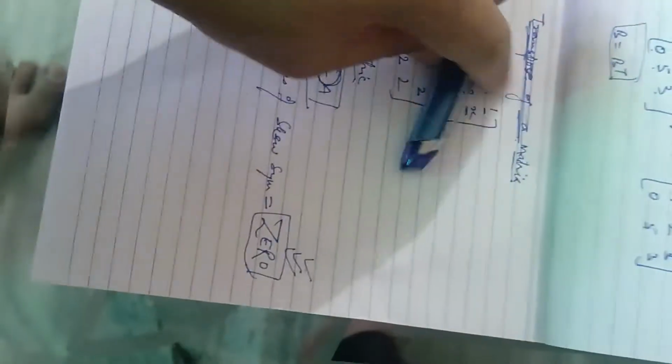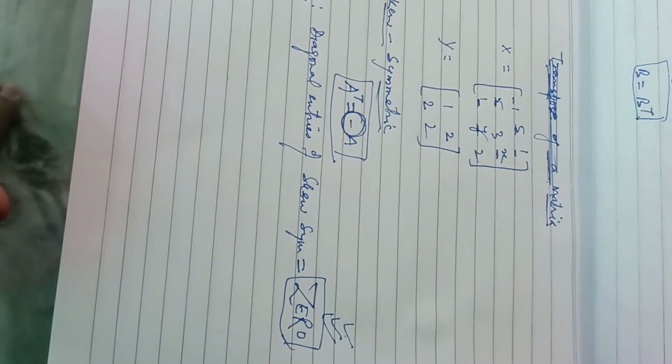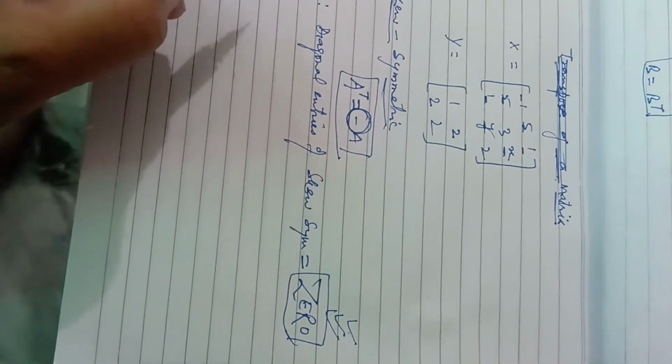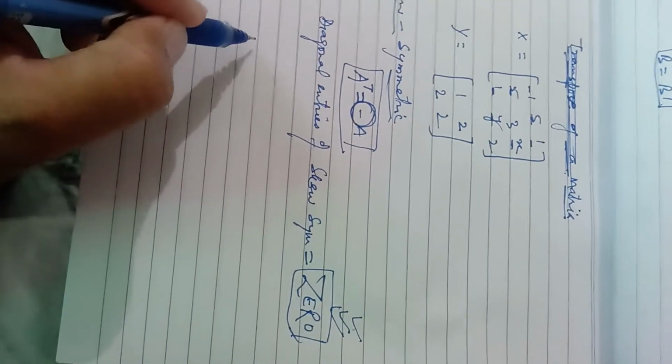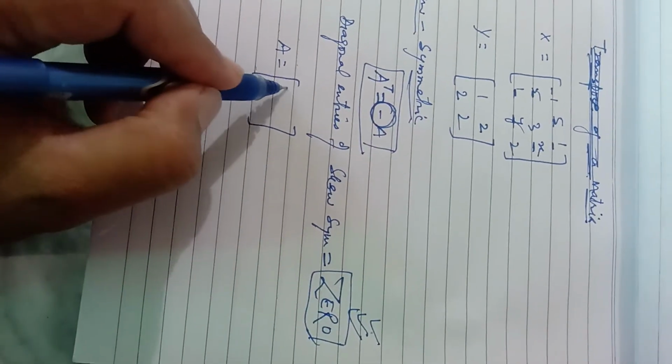So all the diagonal entries of a skew symmetric matrix are 0. So if I consider one example, if I take a matrix A, first of all I'll write the diagonal.